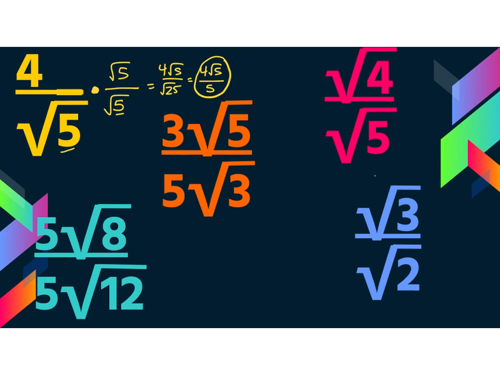Let's look at our orange example. We have 3 square roots of 5 in our numerator and 5 square roots of 3 in the denominator.